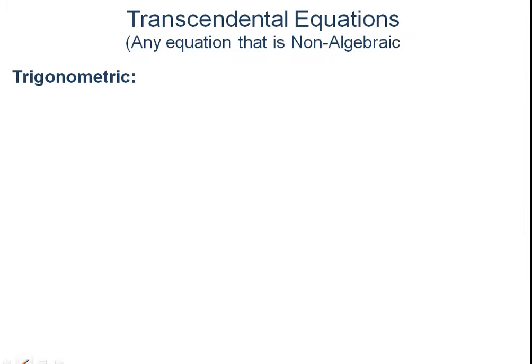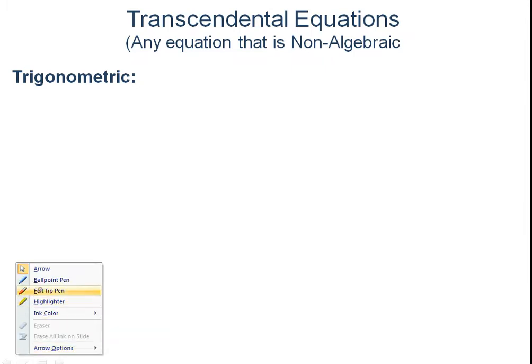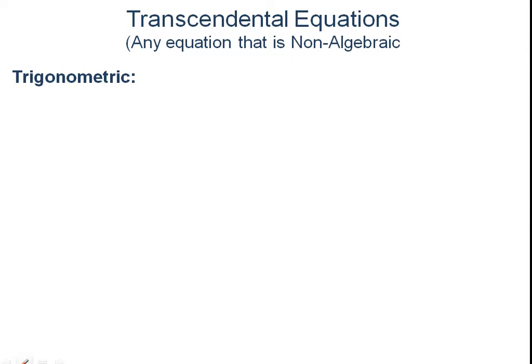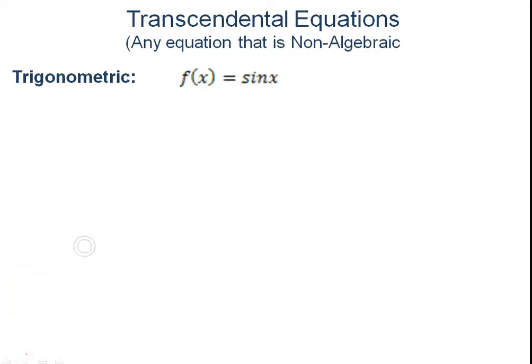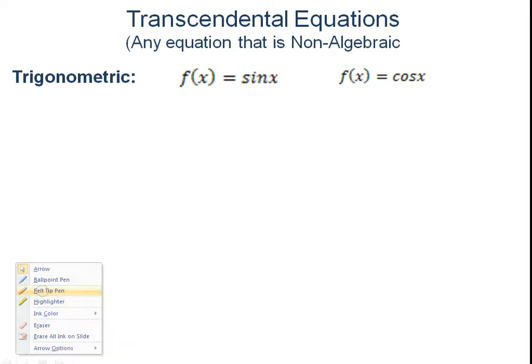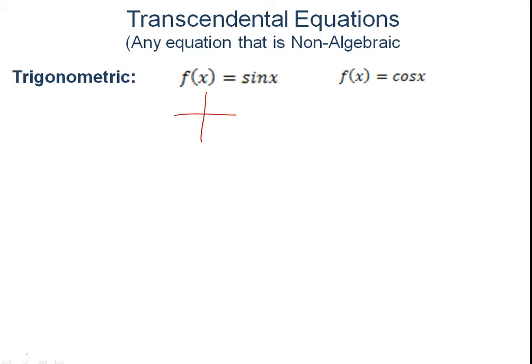Next, let's refresh our memories with the transcendental functions. Any function that is not simple algebraic is transcendental. That includes trigonometric, exponential, and logarithmic functions. You'll remember that sine and cosine functions are continuous. Their domain is all real numbers, and their range is between -1 and 1.